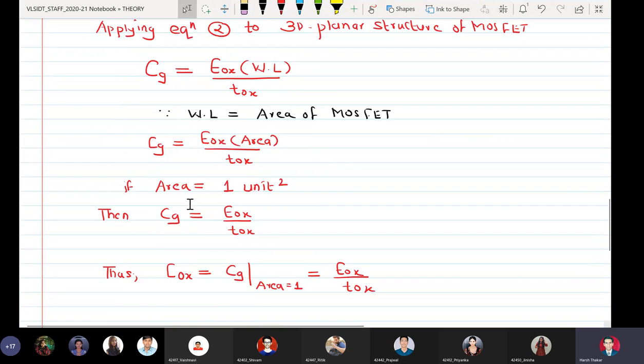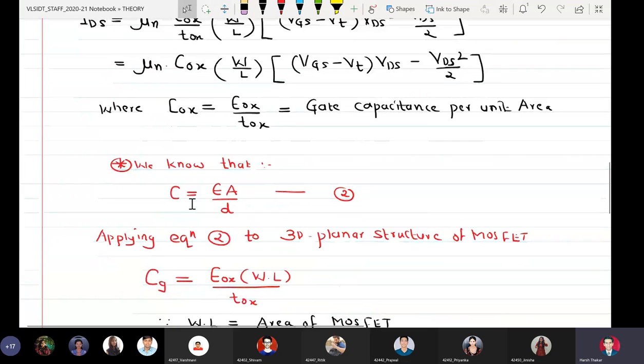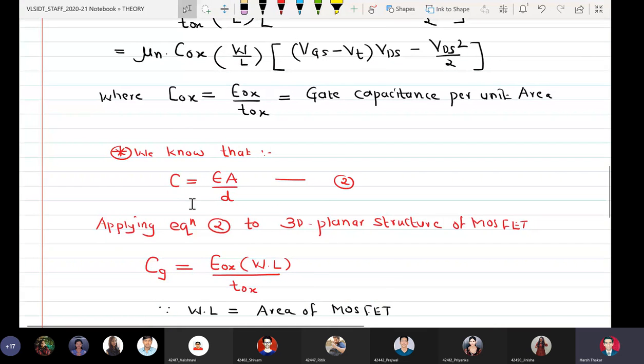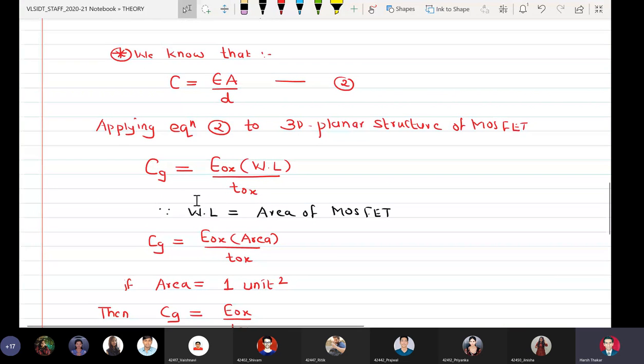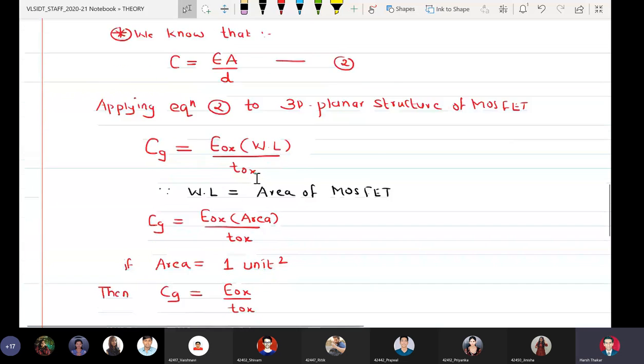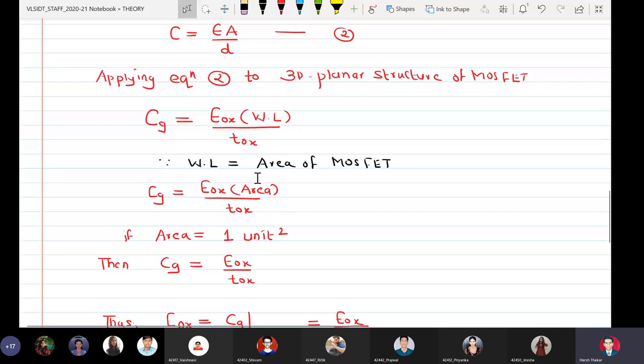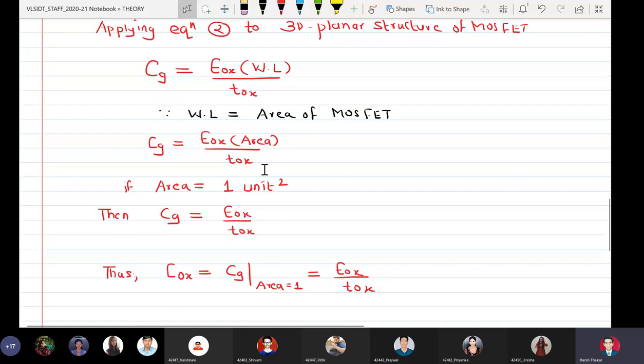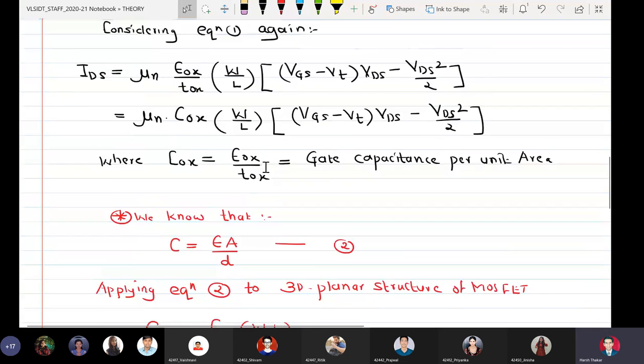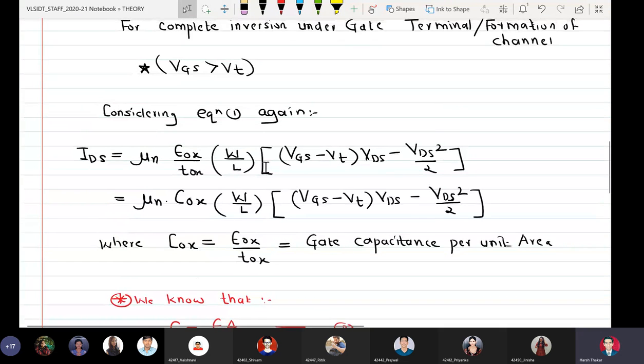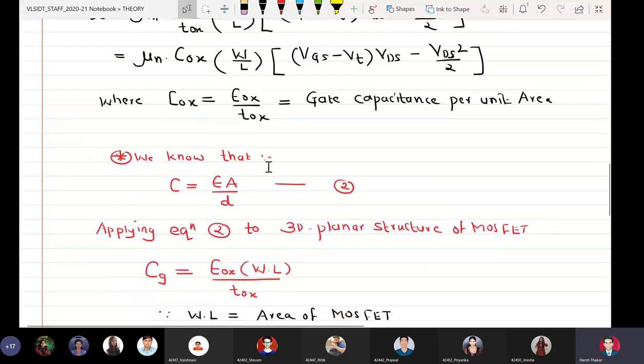Now you got it? Why this term epsilon ox upon T ox is called as gate capacitance per unit area? Because the gate capacitance is equal to the permittivity of silicon oxide SiO2 into the area of MOSFET W into L upon T ox. So since W into L is area, for area equal to 1 unit square, my expression for gate capacitance boils down to epsilon ox upon T ox. That is why we have replaced this with C ox. Okay.